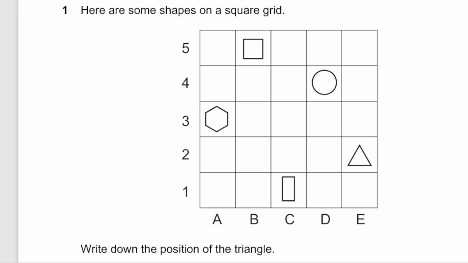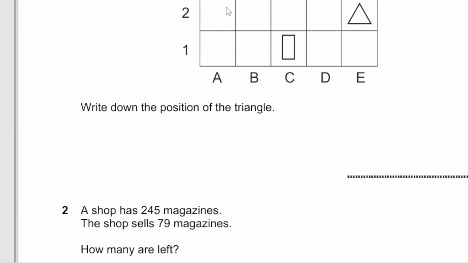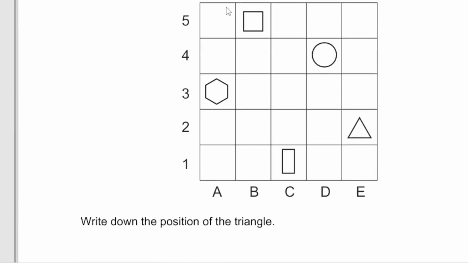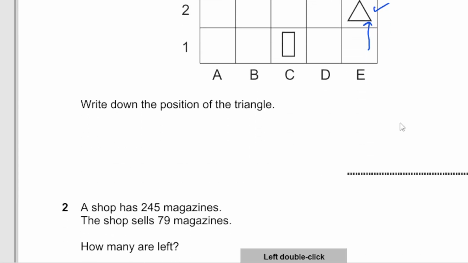So question 1 that we have here: here are some shapes on a square grid, you can see here. Write down the position of the triangle. If you see here, the triangle is here, which is at E and 2. So we are going to write down the answer as E2. E2.